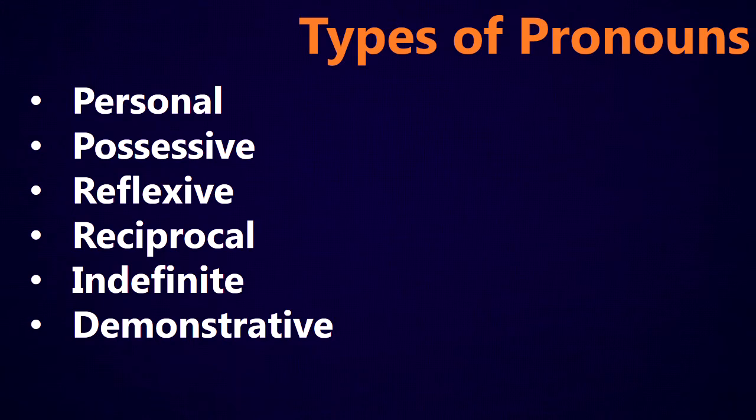In English, we have different types of pronouns. We have personal pronouns, possessive pronouns, reflexive pronouns, reciprocal pronouns, indefinite pronouns, and demonstrative pronouns. Now I'm going to go through and explain each of these different kinds with some examples so you can see what they mean.